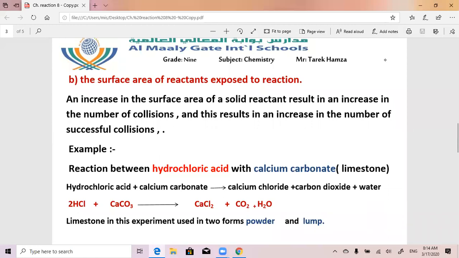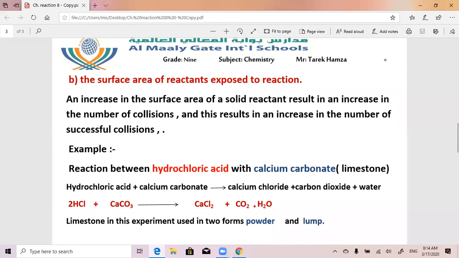So the surface area increases in the case of powdered calcium carbonate, and this increases the number of collisions. Collisions means collisions between the solid reactant and the liquid reactant. And this results in an increase in the number of successful reactions, which produce the products of the reaction.